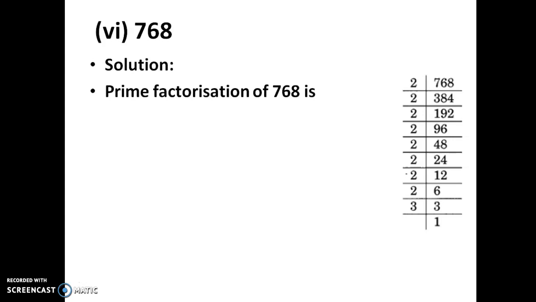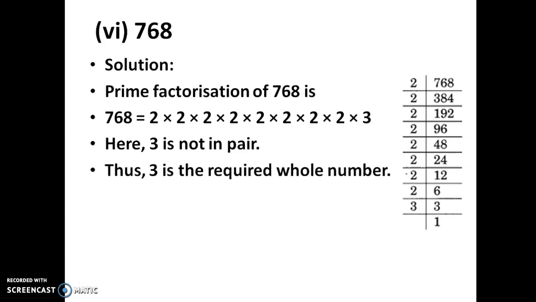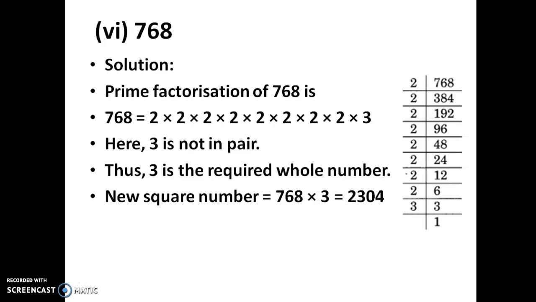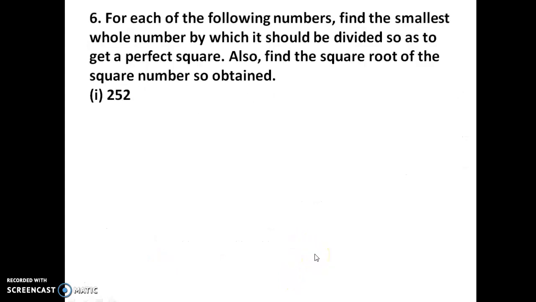Find the prime factorization, make pairs. You find that 3 is not having any pair. So this number has to be multiplied by 3 to get a perfect square. If you multiply, you get 2304. If you find the square root of this number, 2304, you will get 48 as your answer.